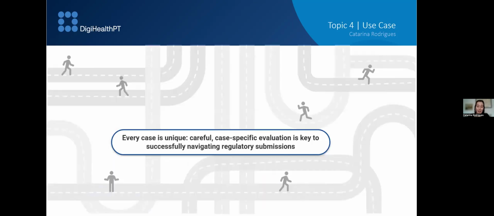So I hope that I helped you understand a little bit more about the regulatory pathway regarding the submission process of AI-based software as medical device. And I would just like to give you this take-home message that every case is unique and we need a careful case-specific evaluation. This is the key to successfully navigating regulatory submissions.